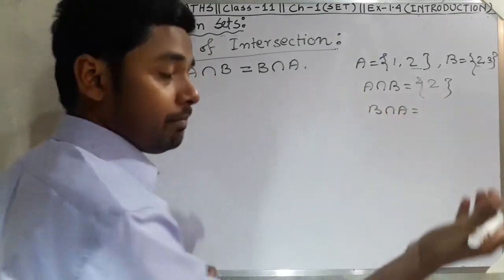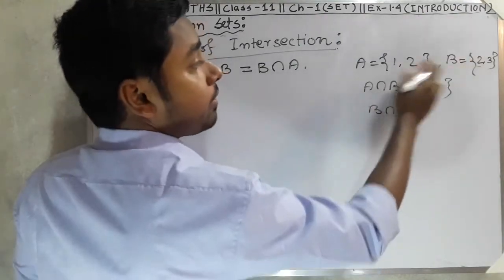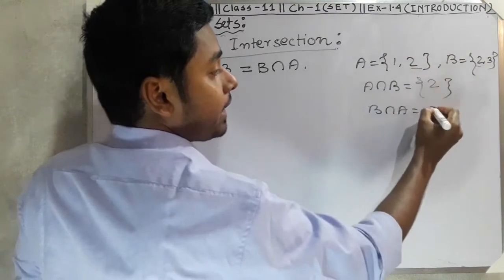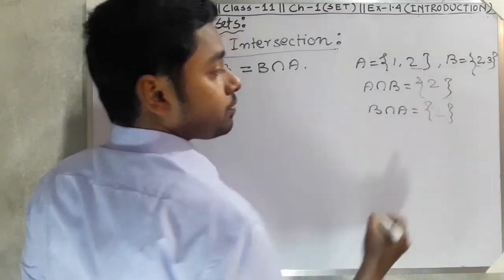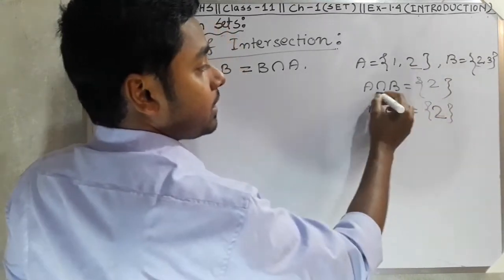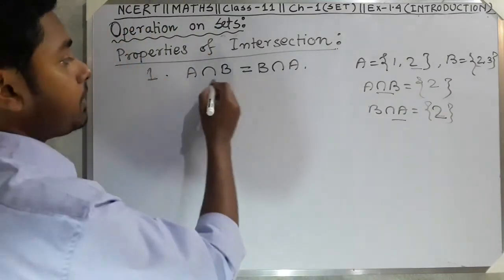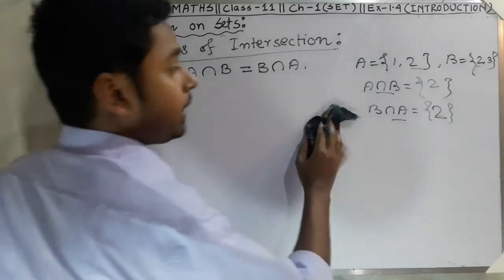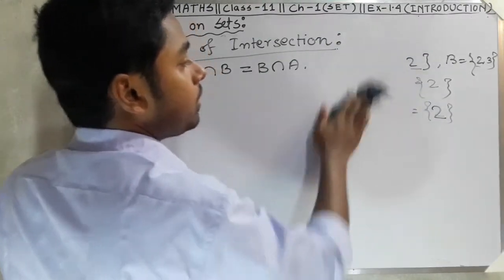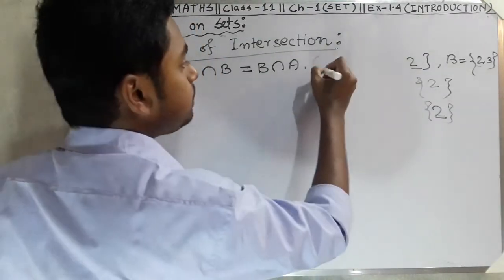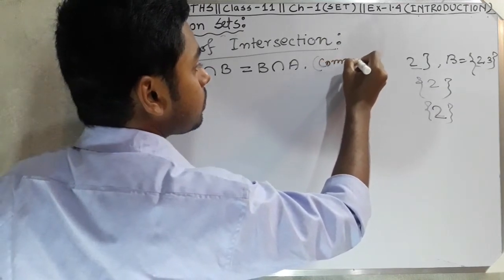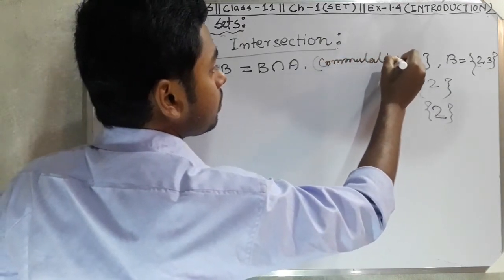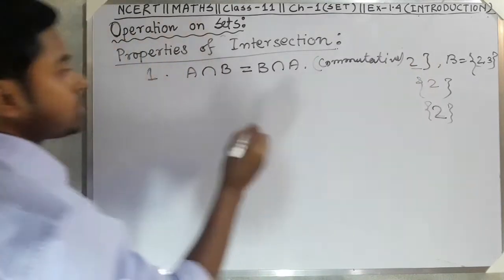Now what is B intersection A? B intersection A also means we have to take the common point of B and A. That is only 2. So these are the same. So that means this is called what? This is called the commutative law. Okay, clear? This is called commutative.